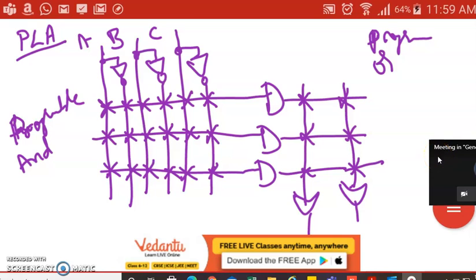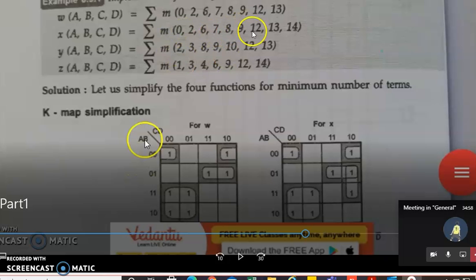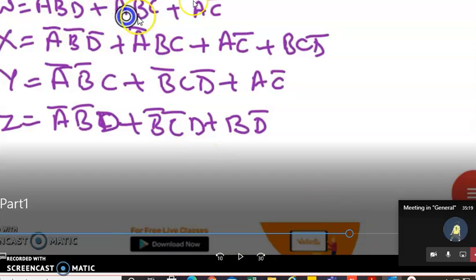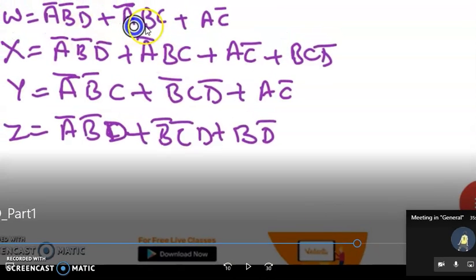Now we'll go back to the same problem which we discussed in the last class, and we'll solve that problem using PLA. Same problem, which we have solved with PAL. In the exam and the test also, you can get a question like: simplify this problem using PAL and also PLA both. So the same steps: whatever functions are given, use the K-map and simplify these expressions. Once you simplify, you will get the simplified expressions. Okay, these are the expressions.